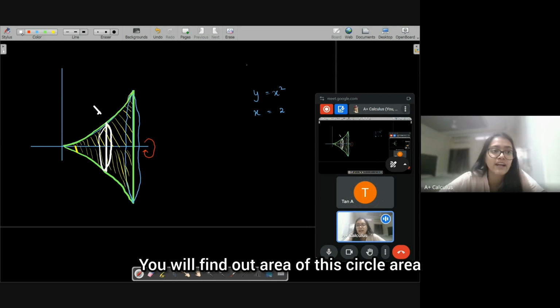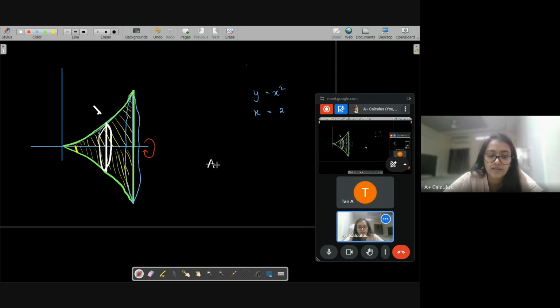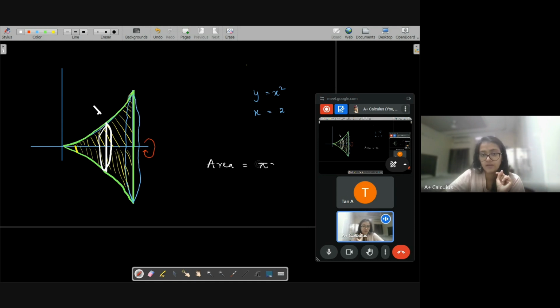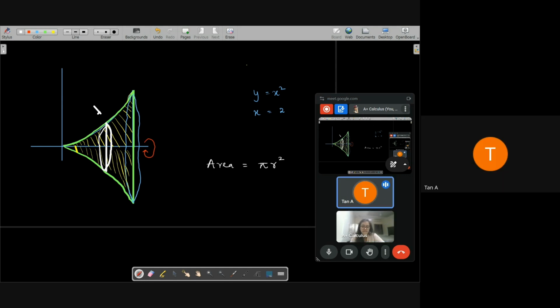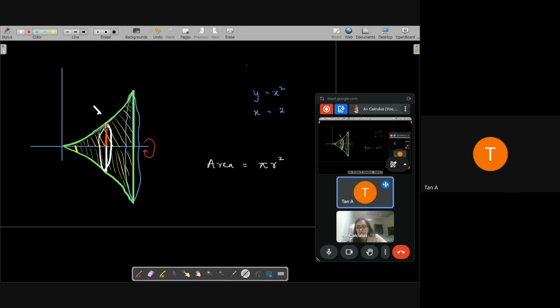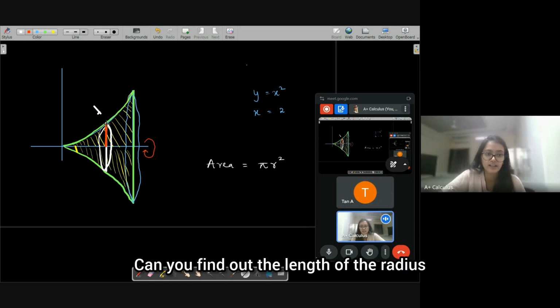You will find out the area of this circle. Now, you know what the area of a circle is? Pi r squared, right? Now we want to find out the radius. So the radius will be this. Can you find out the length of the radius?